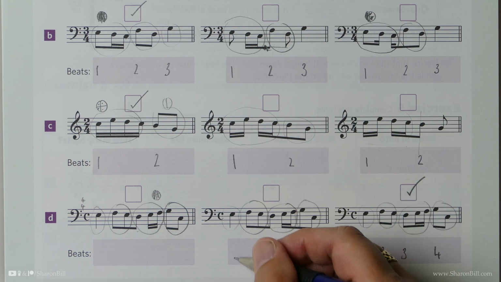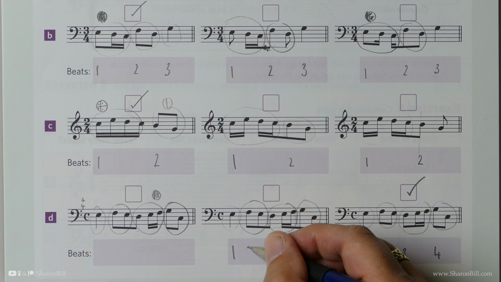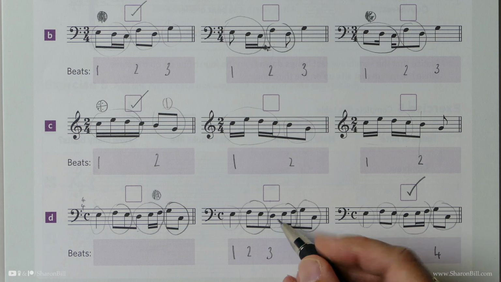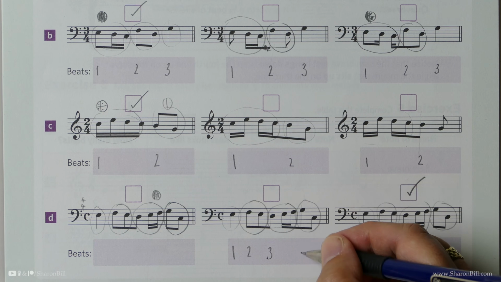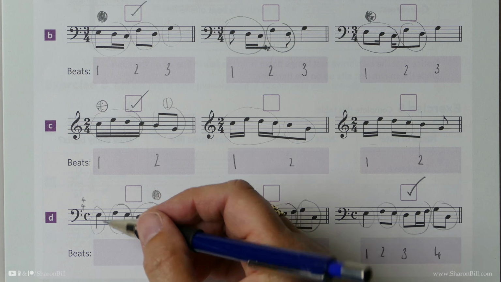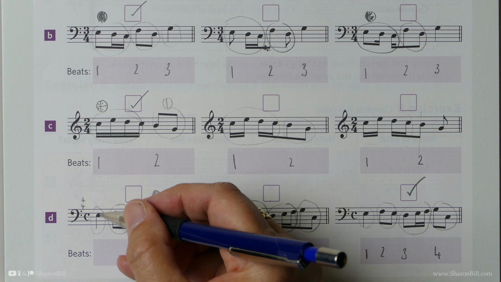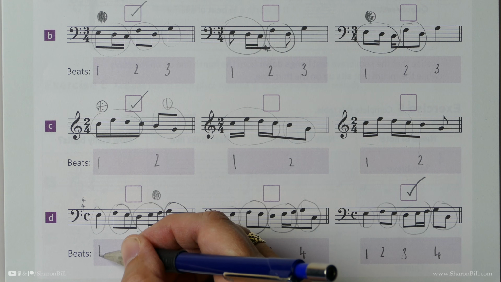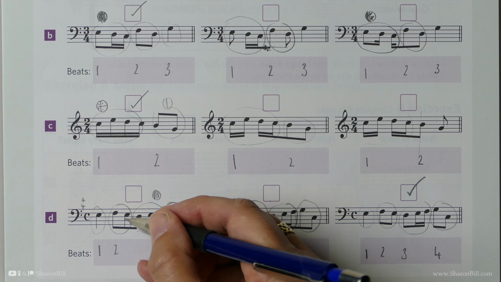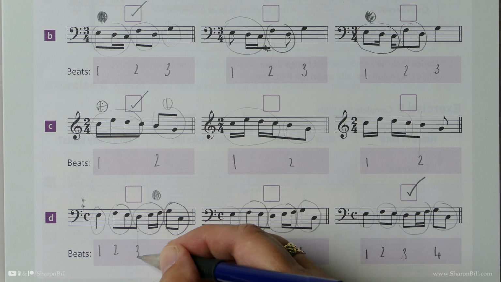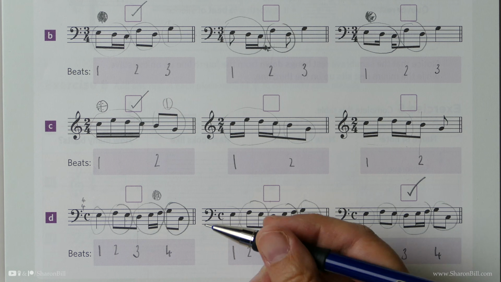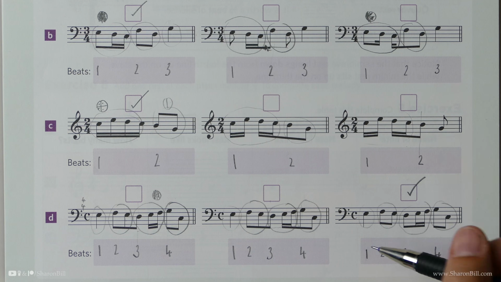So now let's just show there's beat 1, there's the start of beat 2, that's the remainder, there's the start of beat 3, that's the remainder, there's the start of beat 4. So then, there's beat 1, there's the start of beat 2, the second half of beat 2, there's the start of beat 3, there's the remainder, there's the start of beat 4. And you can see how much easier it is to read.